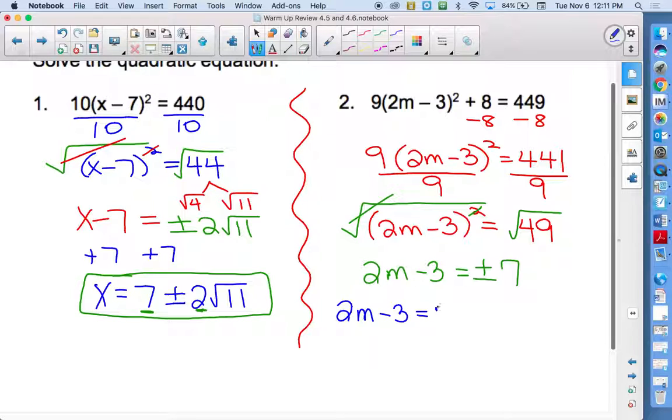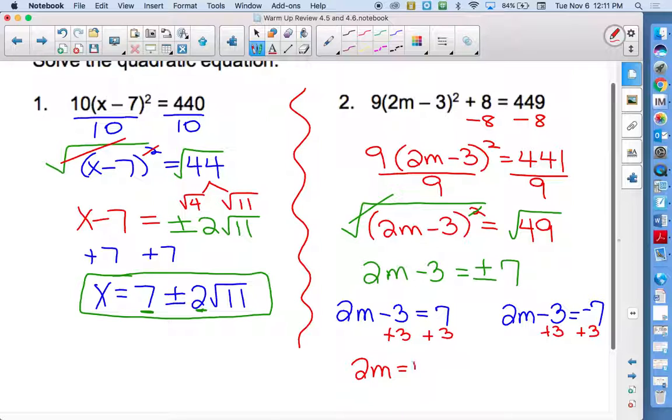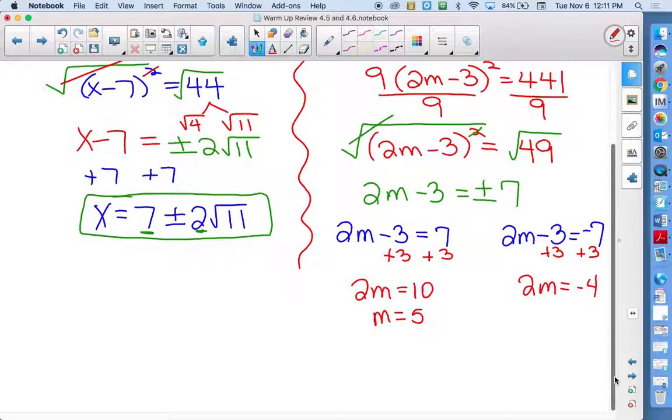This one we do want to separate because plus or minus 7 does not have a radical with it. It's just an integer, so we'll separate that positive 7 and negative 7 into two equations, and then we would solve these two equations. So you should end up with two different answers here because one was equal to a positive 7 and the other was equal to a negative 7. So we have a positive 5 and a negative 2.